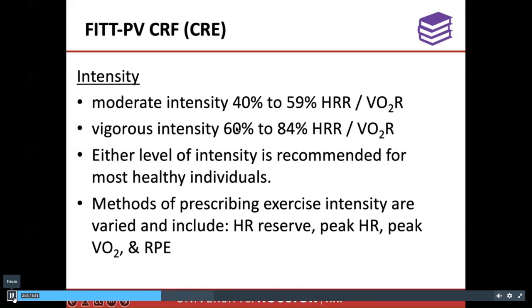And then RPE is useful if you don't want to use heart rate with somebody. Maybe they're on a medication that limits their heart rate max, so we don't really know what their max is, or there's some other reason. Or someone that doesn't have a way to monitor their heart rate, for example, we could use RPE for that.